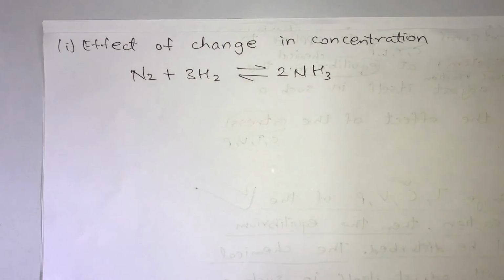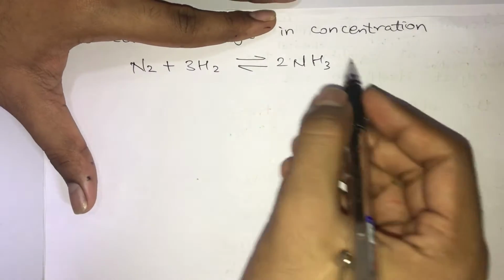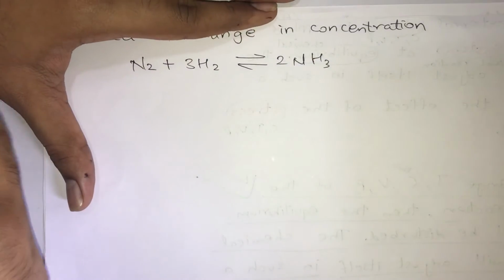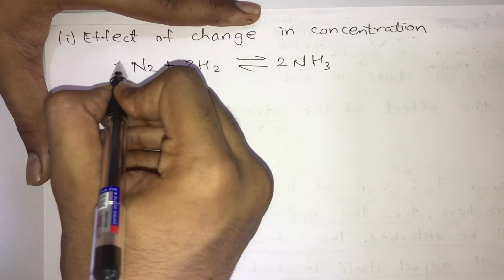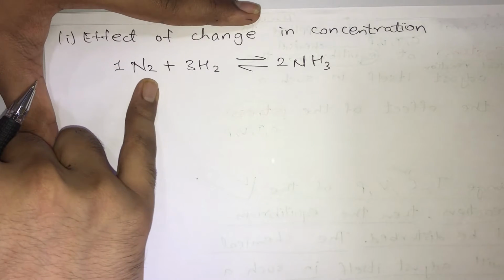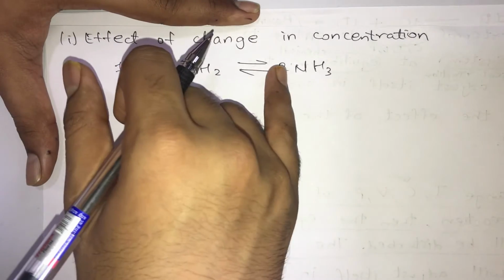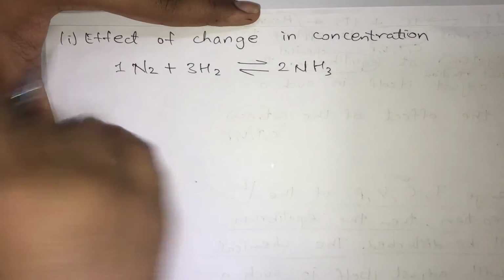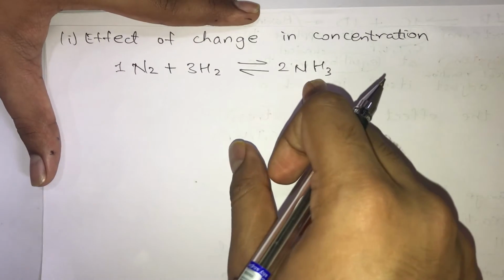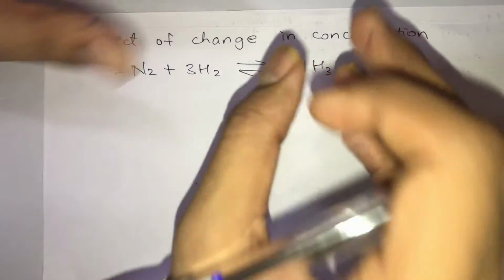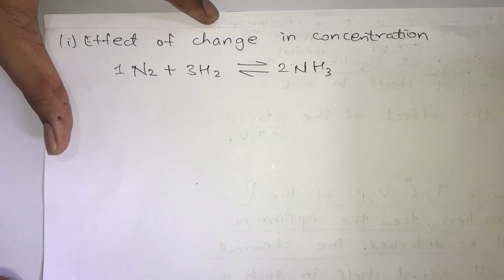Now assume, completely assume guys, that you are a manufacturer of ammonia. Now guys, can I say over here that 1 mole of N2 is reacting with 3 moles of H2 to produce 2 moles of NH3, whereas in the reverse reaction, 2 moles of NH3 are getting dissociated into 1 mole of N2 and 3 moles of H2.